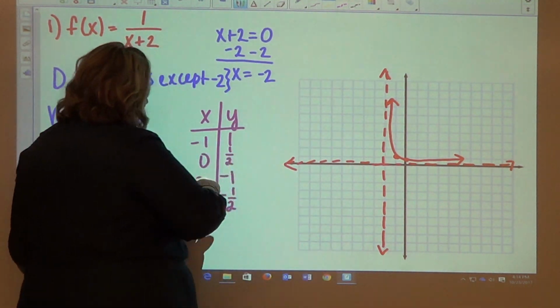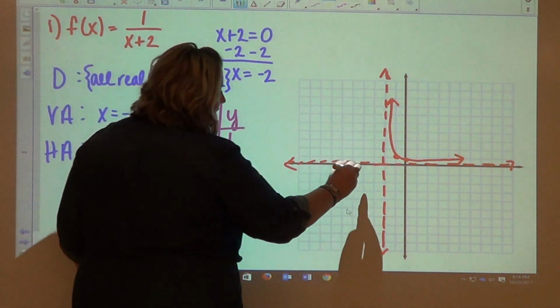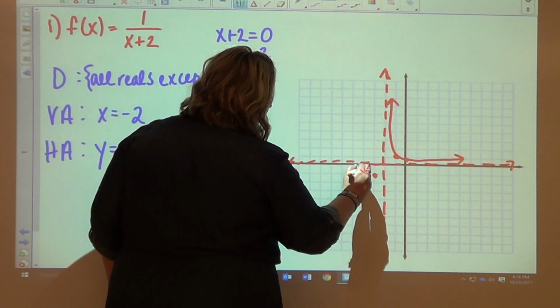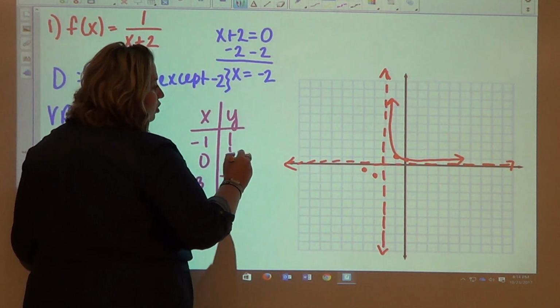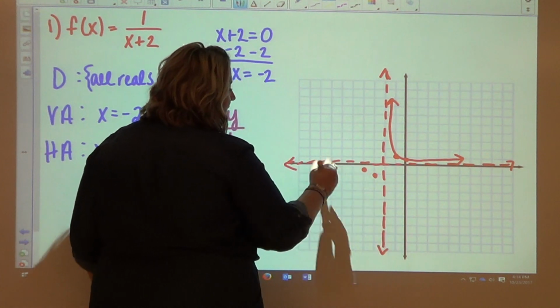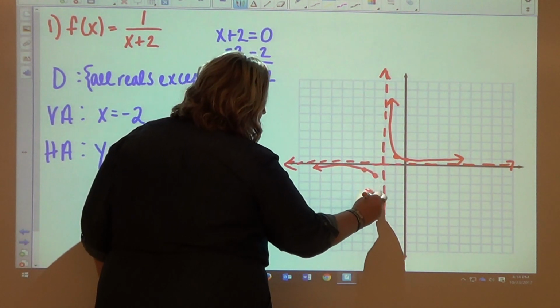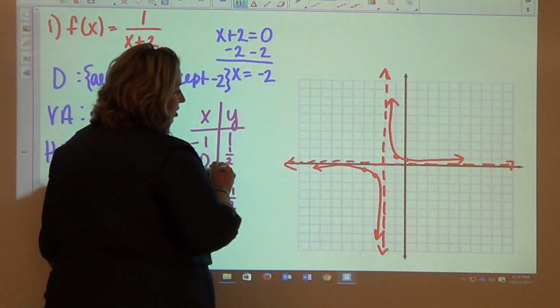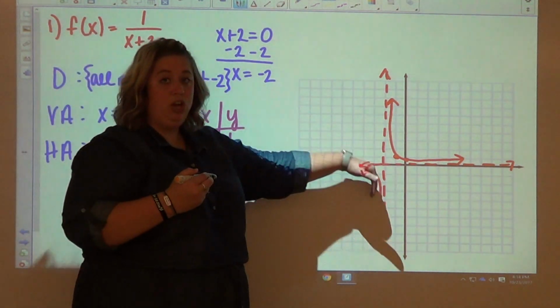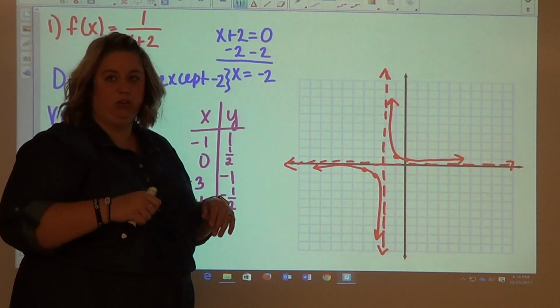Just like when I graph these other points, -3, -1, and -4, -1/2, these 2 points are contained inside these dashed lines. So when I graph them, they make curves, but they can't touch them and they can't cross them. They'll get really close, but they're never going to touch or cross.